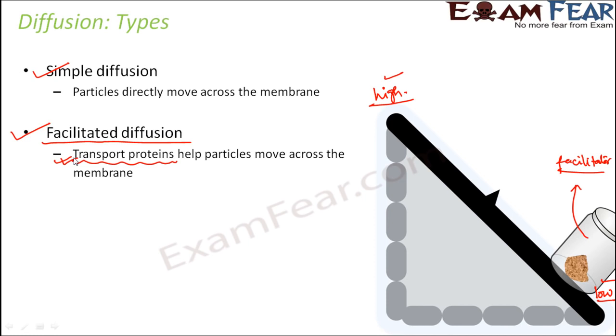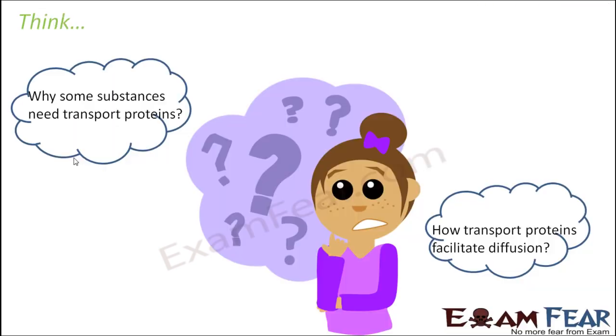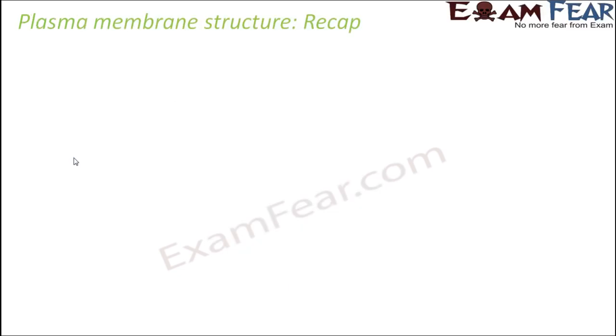Now the question is, how do transport proteins carry them? Knowing about facilitated diffusion, there might be a few questions in your mind: how do transport proteins facilitate diffusion, and how are they able to carry substances? Why is it that only some substances need transport proteins? Why are not all substances able to move across a membrane by simple diffusion? What is so special about some substances that they are not able to cross the membrane, even from a region of high concentration towards a region of low concentration? Let us answer these questions to understand facilitated diffusion.